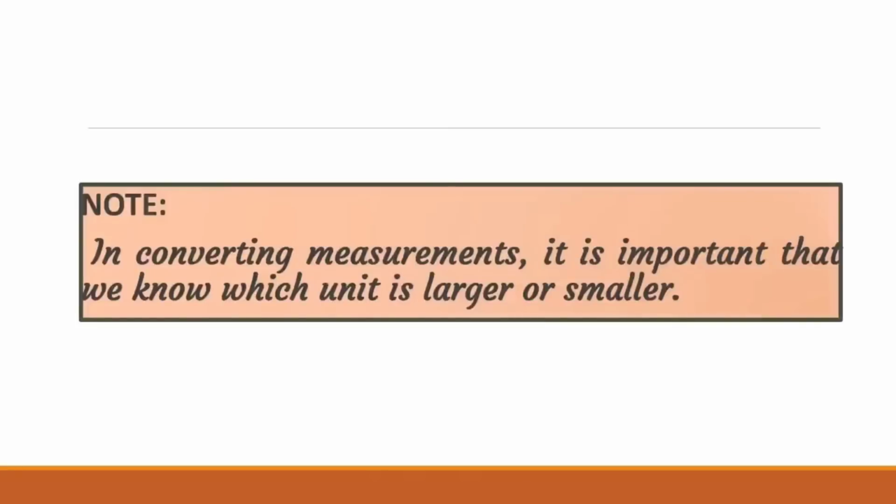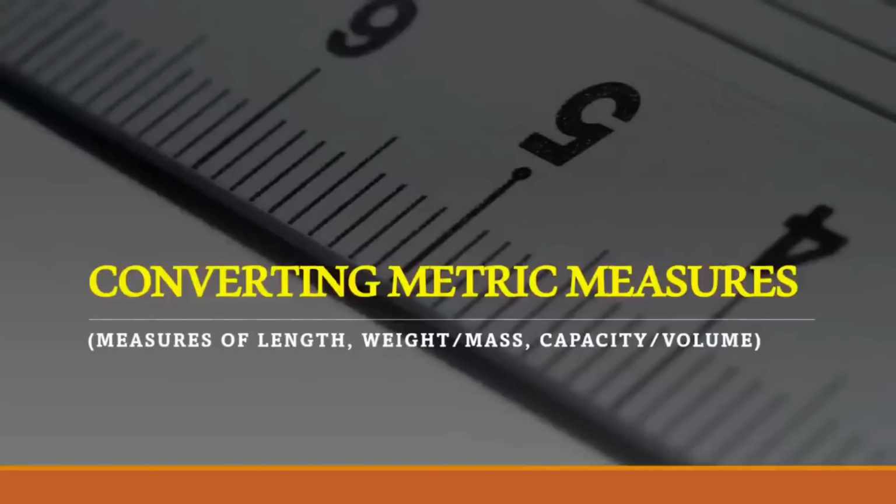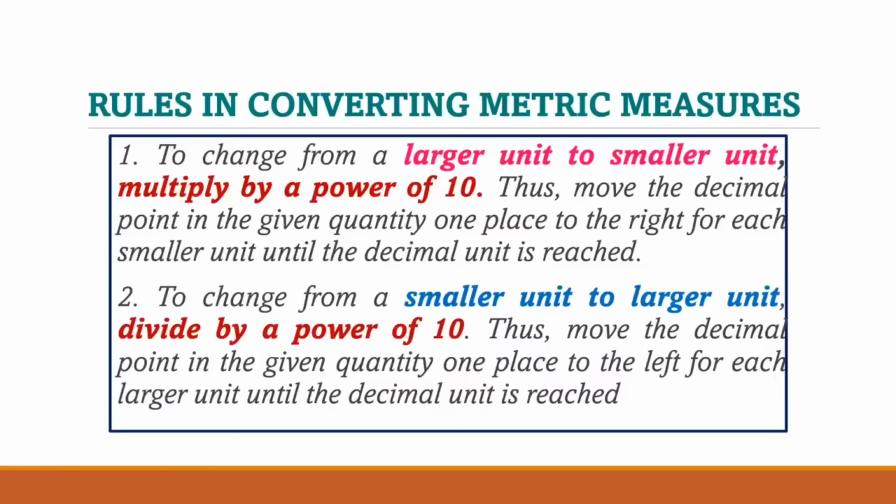And take note that in converting measurements, it is important that we know which unit is larger or smaller. Here are our rules in converting metric measures. To change from a larger unit to a smaller unit, we simply multiply by a power of 10. On the other hand, to change from a smaller unit to a larger unit, we divide by a power of 10.